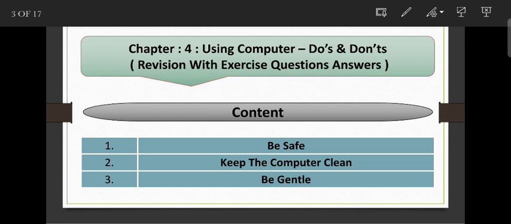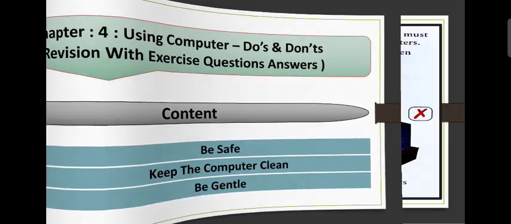This is the content of this chapter, and today I am going to start revision from be safe and keep the computer clean and be gentle. So these three topics I am going to revise in this video. Now move on to the main topic.